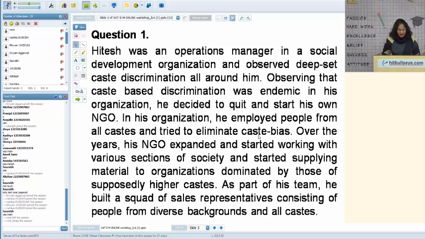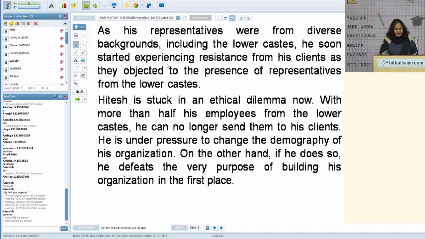Okay, and his NGO expanded and started working with various sections of society. And as part of his team, he built a squad of sales representatives consisting of people from diverse backgrounds. And as his representatives were from diverse backgrounds, including the low caste, he soon started experiencing resistance from his clients. They objected to the presence of representatives from the lower caste. So now the dilemma is there. So what should he do? This is an ethical dilemma, and more than half his employees are from the low caste. So should he change the demography of his organization, or on the other hand, if he does so, then the very purpose of building that organization is lost.